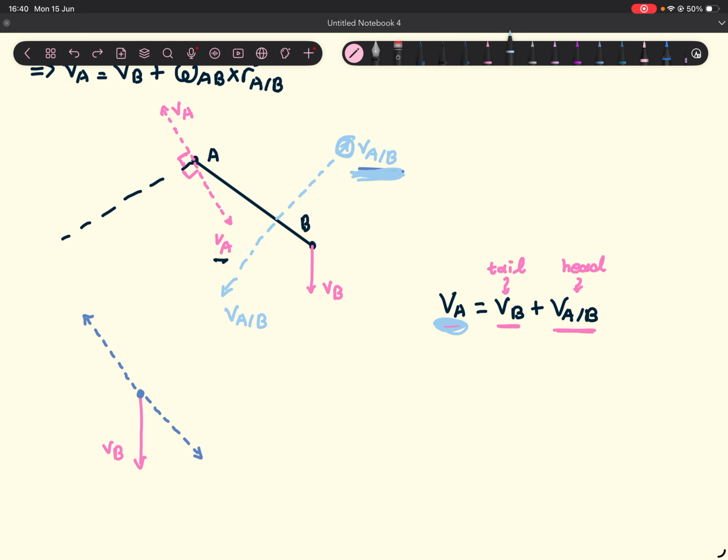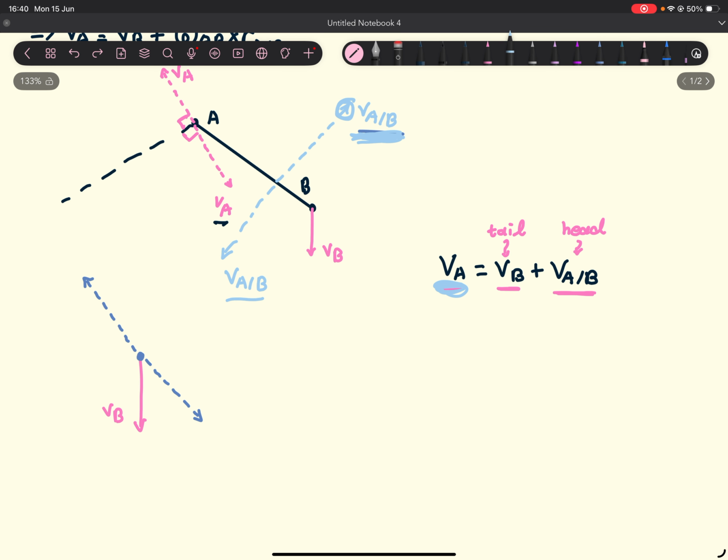Okay, so VA relative to B is automatically going to be over here, right? And I know that VA needs to end at the head of VA relative to B. So I'm going to draw the arrow in this direction. So VA must end over here. Okay, so hopefully that makes sense.